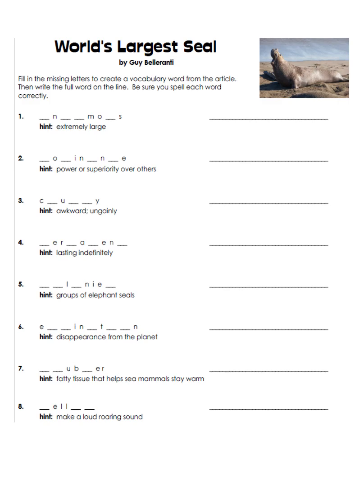Number 7. Letters given to you are U, B, E, and R, and the hint you get there, fatty tissue that helps sea mammals stay warm. Question number 8. The letters you get there are E, L, L, and the hint you get, make a loud roaring sound.